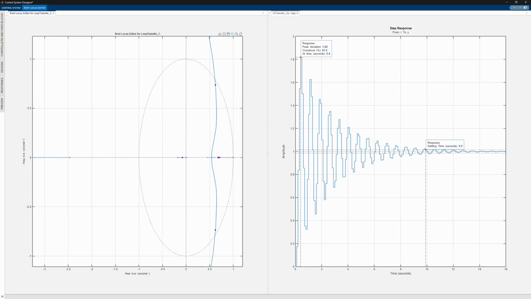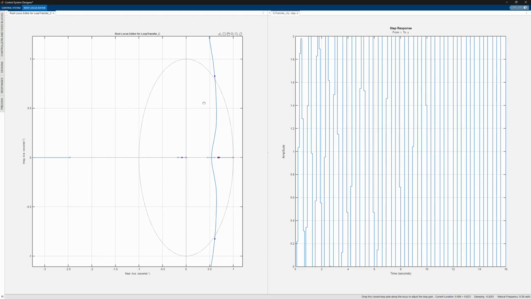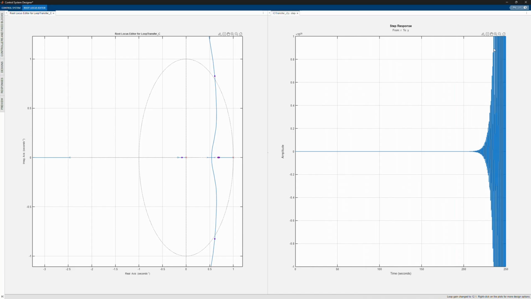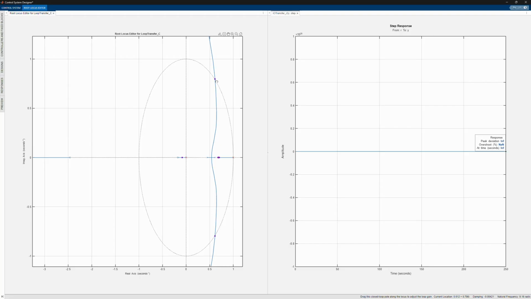This circle is the unit circle. From the center, the distance is 1 going right, 1 going up, 1 going left. That's the region where we have a stable system. If you go outside it, you will have an unstable system. I can also show you that. If you grab this pole and go out, you can see what happens. It blows up, and then it's unstable. So I will go back inside.